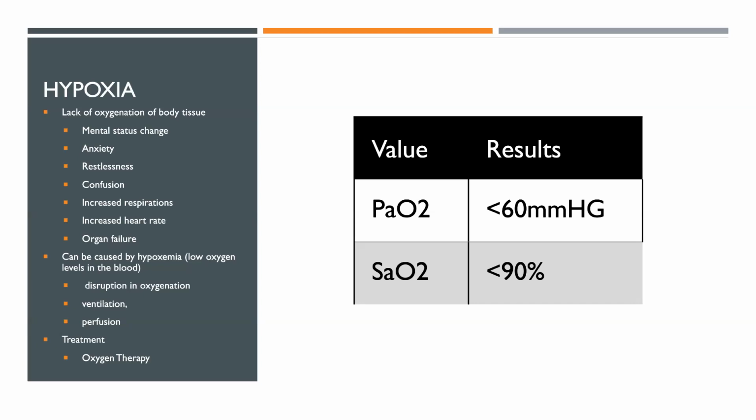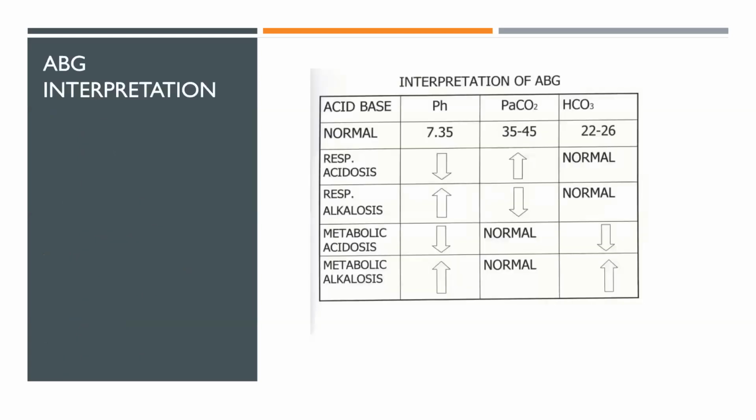To diagnose hypoxia, typically we would see a PaO2 less than 60 millimeters mercury and an SaO2 less than 90%. As I mentioned, hypoxia is caused by hypoxemia, which is low levels of oxygen in the blood, and this can occur from a disruption in oxygenation, a disruption in ventilation, and a disruption in oxygen perfusion. The main treatment for hypoxia is oxygen therapy.